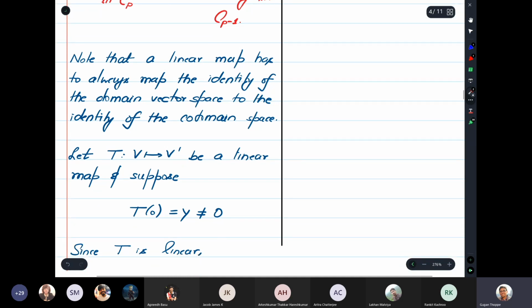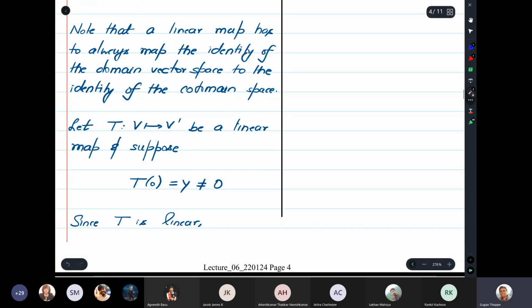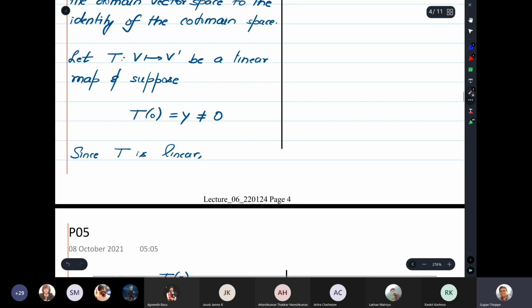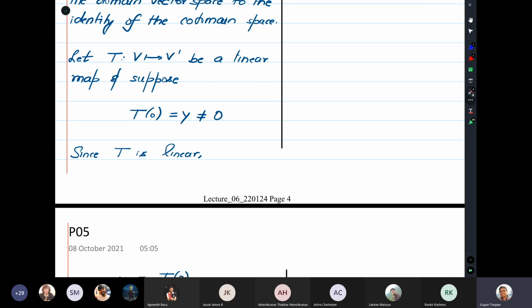Then my claim is that whatever this linear map is, under T, the additive identity in V should get mapped to the additive identity in V prime. Okay, this is a necessity for T to be a linear map, right? So let's look at a quick proof for this. I'm sure most of you must have studied it, but this is very short, so I can do it quickly.